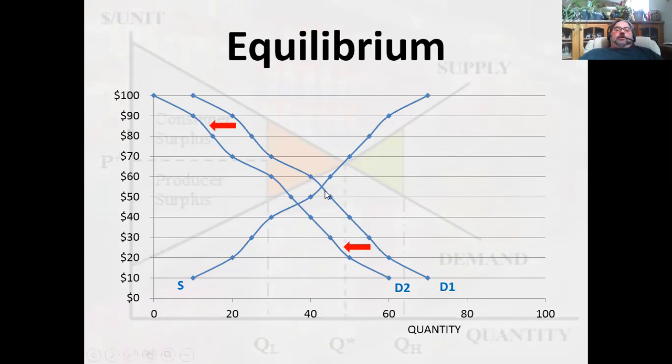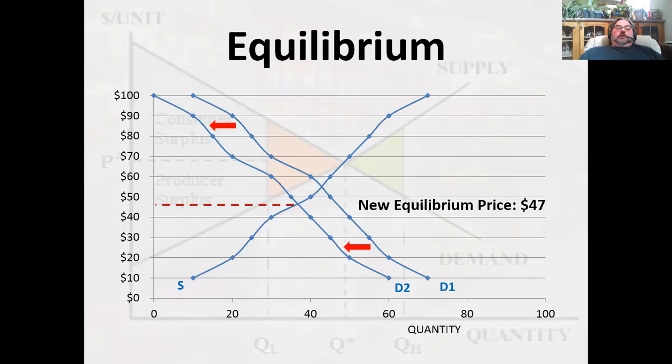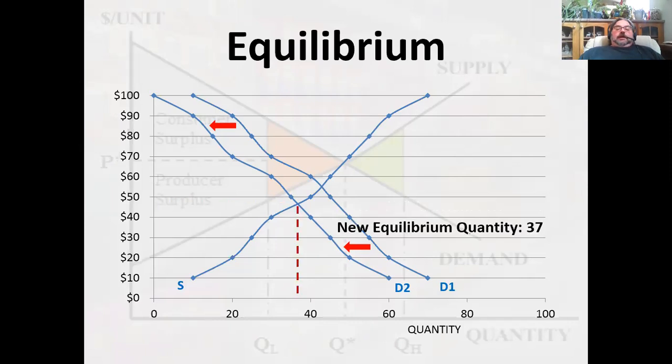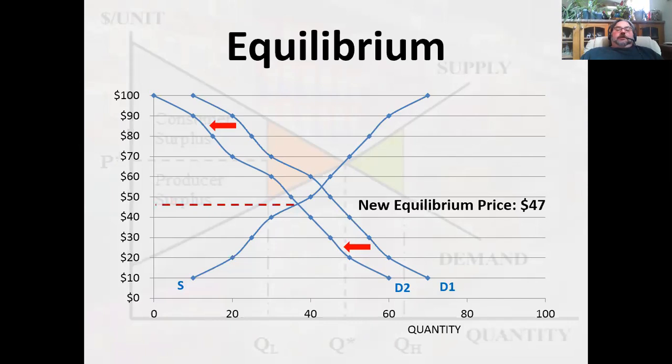So not only has my equilibrium quantity moved from here to here, left on the quantity scale, but my price point has also moved from here to here on the y-axis. So I wind up getting both a new quantity and a new equilibrium price. In this case, it dropped from $55 to $47, and my equilibrium quantity has dropped from 43 to 37. That equilibrium point has affected both the equilibrium price and quantity.